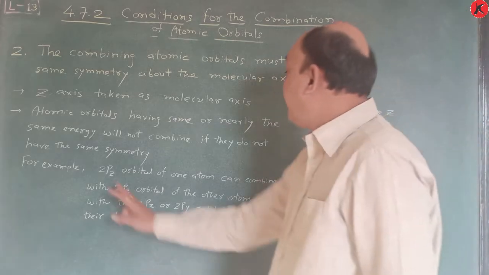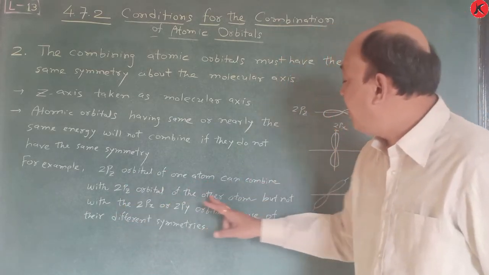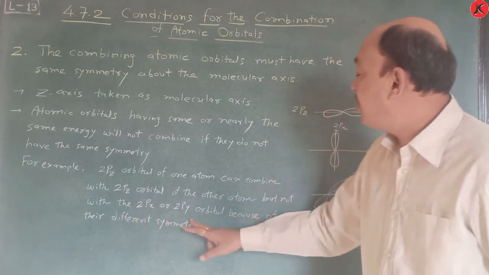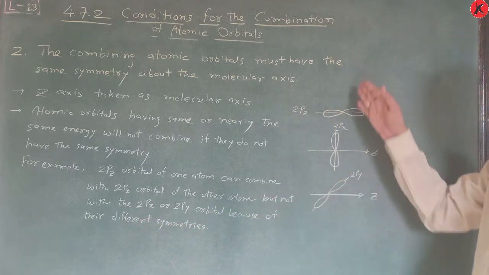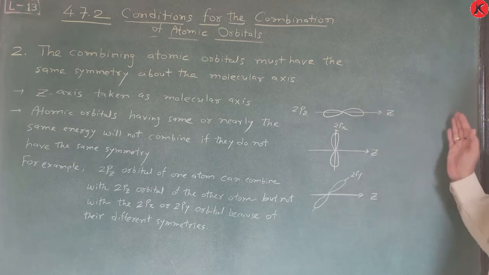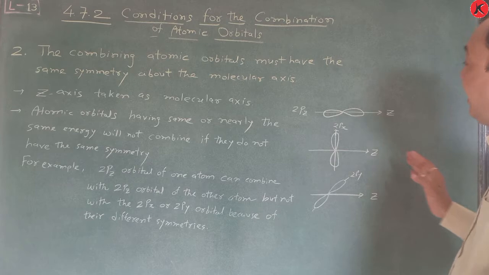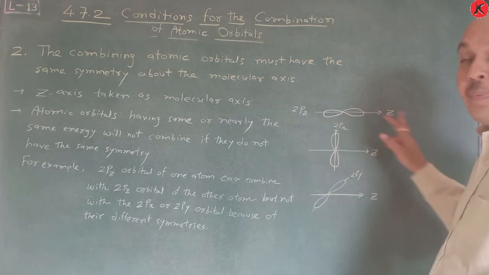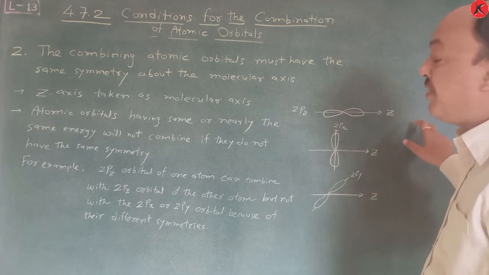So here the 2pz orbital of one atom can combine with the 2pz orbital of the other atom, but not with the 2px or 2py orbital because of their different symmetry. You see this different symmetry. This is of only one atom. Another atom also takes part in the formation of a bonding molecular orbital, and that's why the 2pz and 2pz orbitals give a fruitful result. That means they combine very easily.